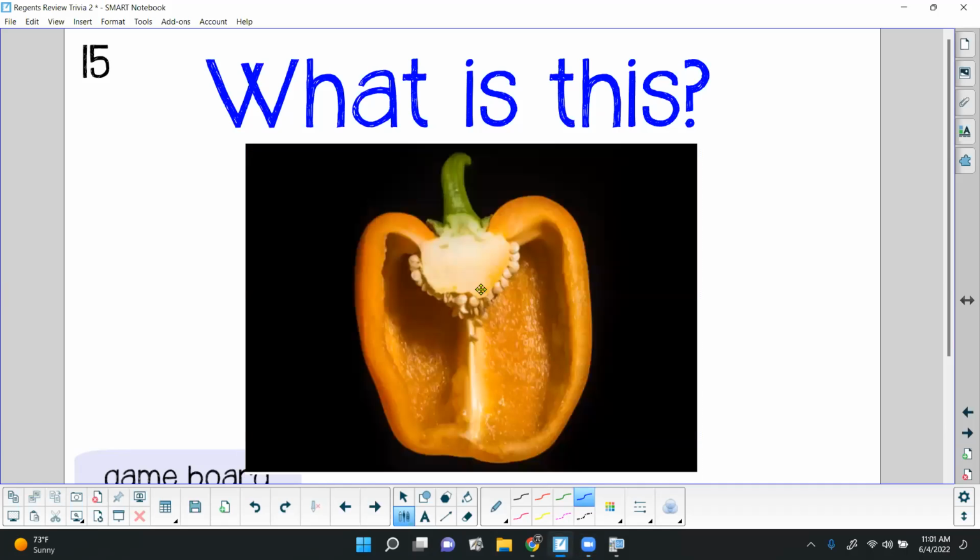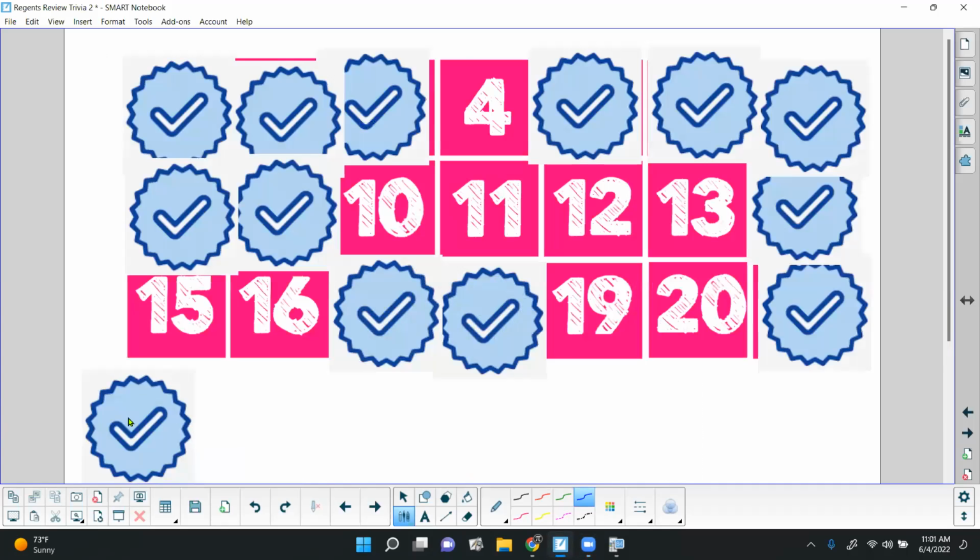It's the seeds of a pepper. I know you guys eat peppers. I know you eat some peppers. Do you eat them raw or do you only like them cooked? That's the question. Some people can't eat them raw. I like them both ways. All right, thanks for picking number 15.